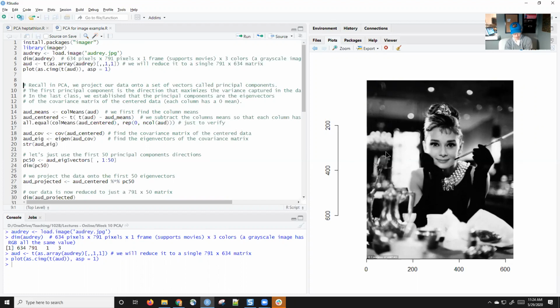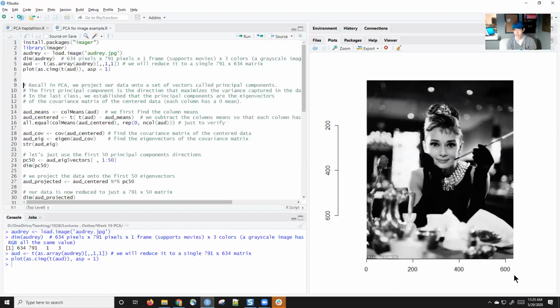and the idea that I want to show here is that we can apply principal components analysis for dimension reduction on an image. Because if you think of an image, what an image is, it's really just a matrix. In this case, this is a 791 by 634 pixel image. I've got 791 rows and 634 columns of values.